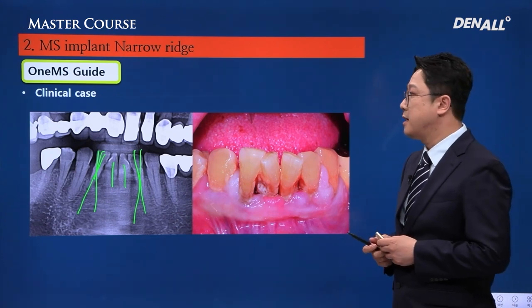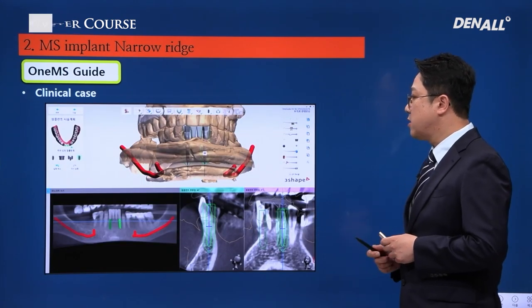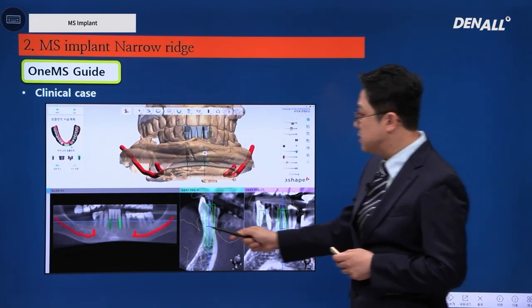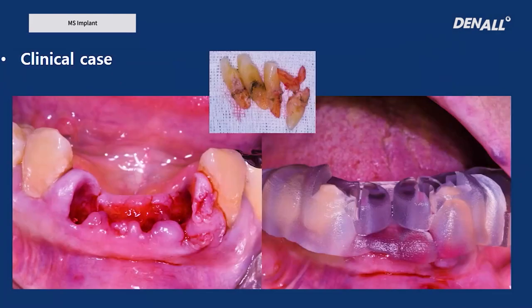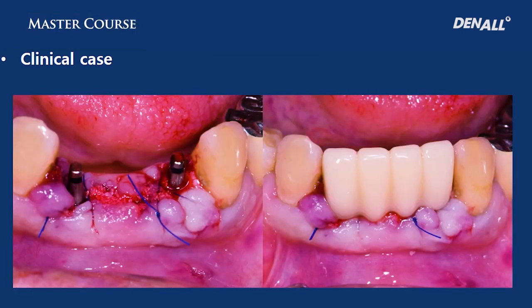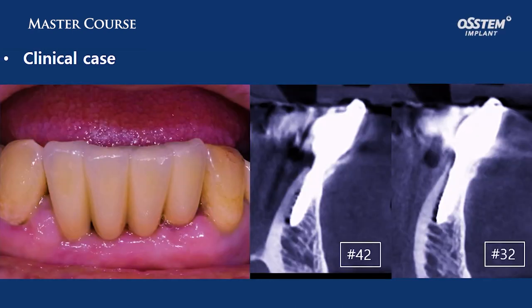Using the guide, you need to determine the path and direction and place the implant. Using that guide, you can just place the implant. It is easy. You'll be able to place the implant and connect the provisional, which would be prepared ahead. This is the final prosthesis. If you use the 1MS guide, even in the case of a narrow ridge in the lower anterior, you can get a lot of help in determining the path and angle of the implant.